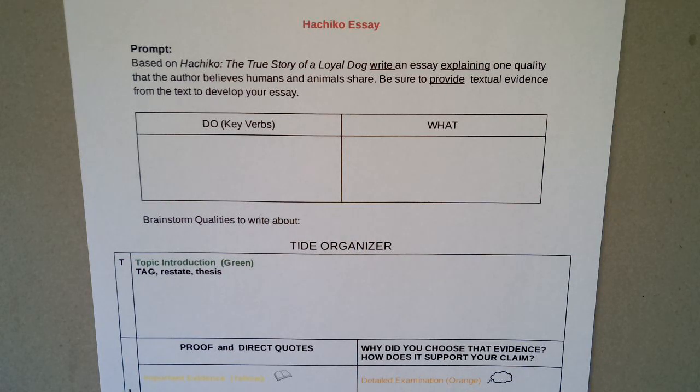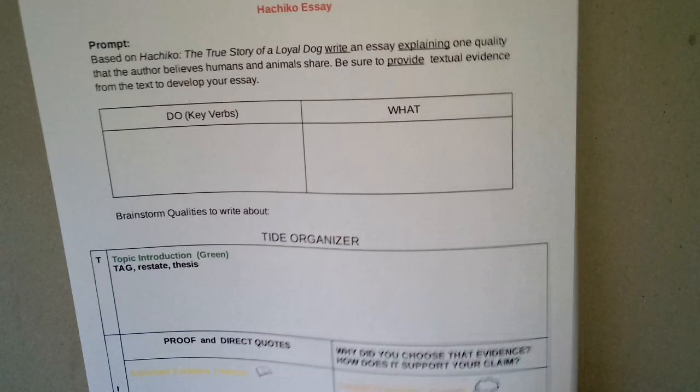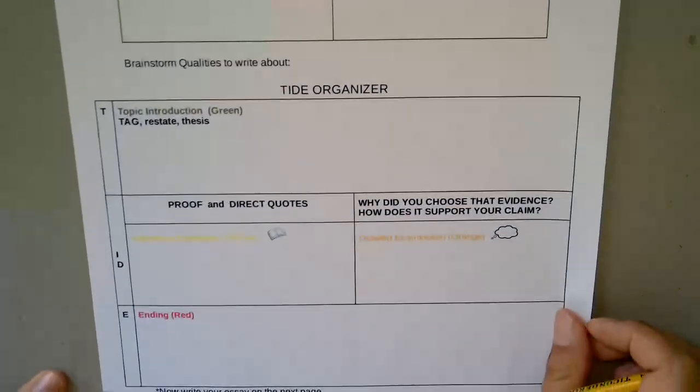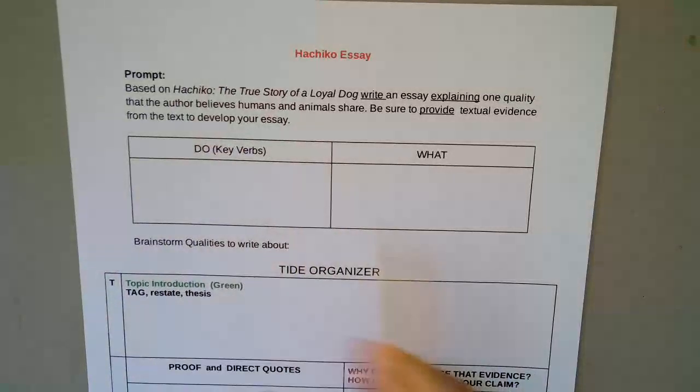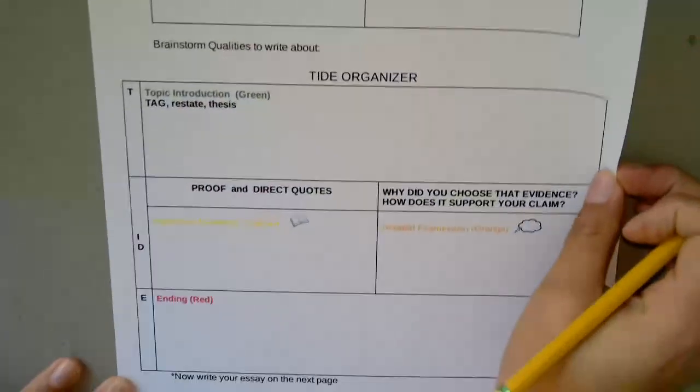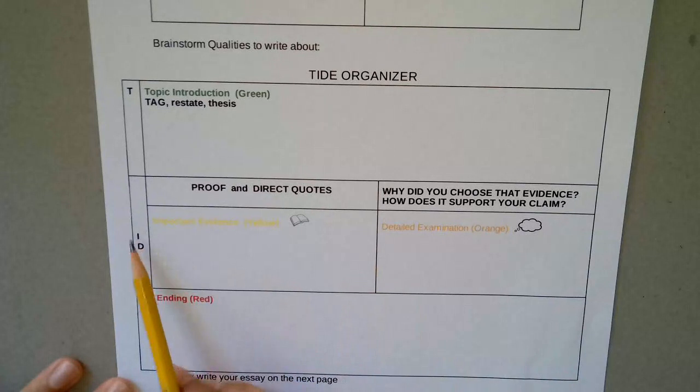So today what you're going to be doing is working on a new prompt. So if you look at this paper that I have, and you're going to have yours in your Google Doc, you can see that I have a prompt, a do what, and I have a tied organizer. This tied organizer only has one I and D.